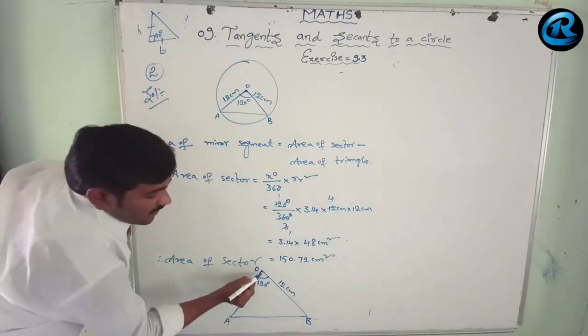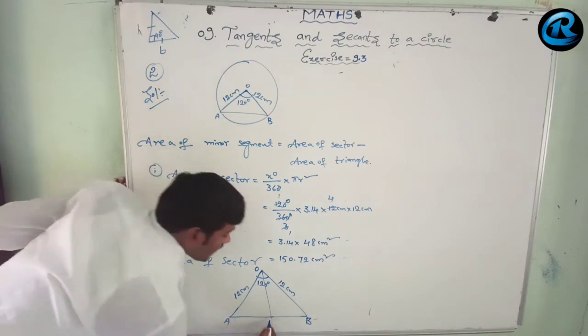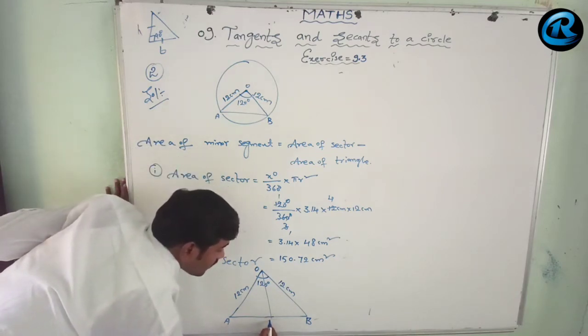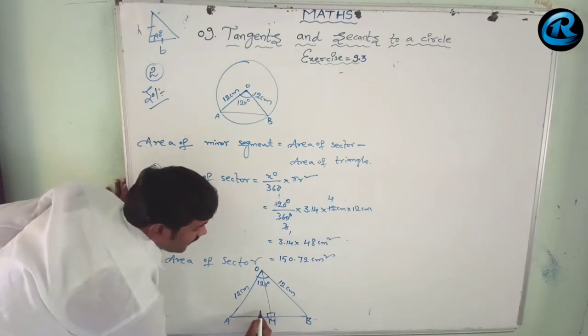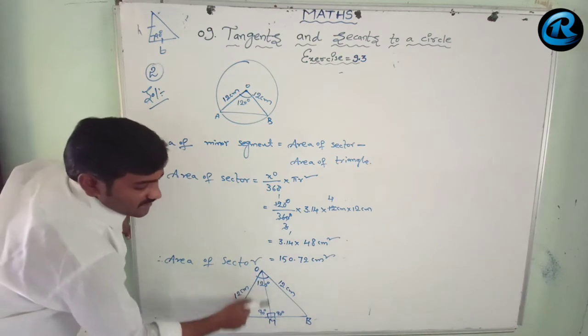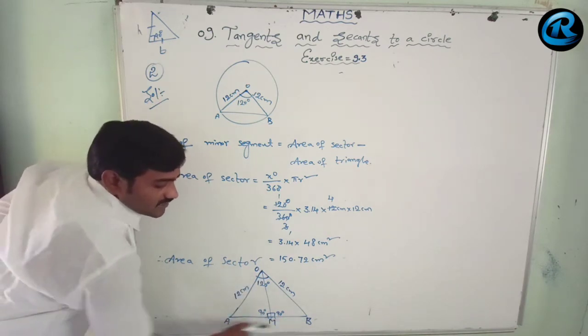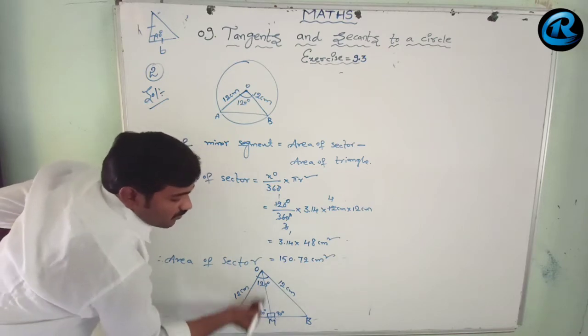Now we draw a perpendicular line. Suppose here it is M. We draw a perpendicular line like this. OM is a perpendicular line. Then we can say this is the height of the triangle and this is the base of the triangle. The base is AB and the height is OM.